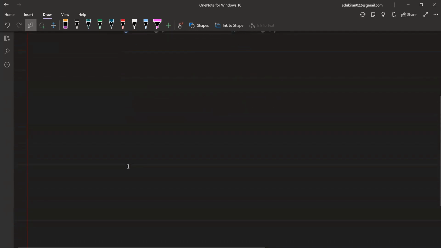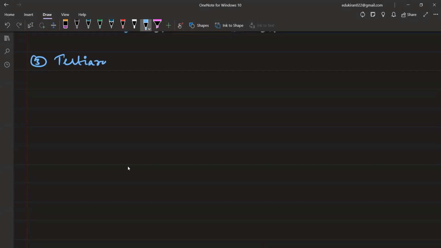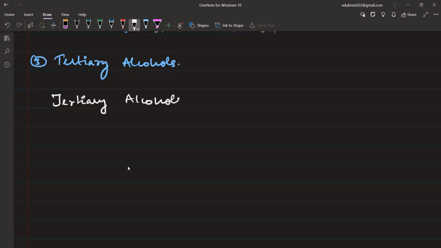Okay, now let us look at tertiary alcohols. Now, the difference between tertiary alcohols and the primary and secondary alcohols is that tertiary alcohols do not have alpha hydrogen. That means the carbon atom that is containing the OH group does not have any hydrogen. That is why it is difficult to oxidize them. Please write: tertiary alcohols are very difficult to oxidize.